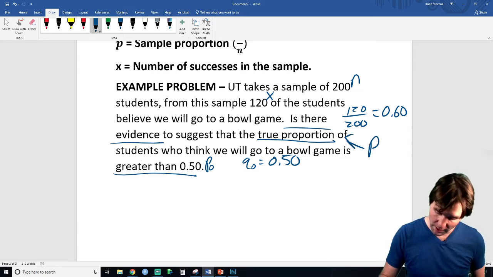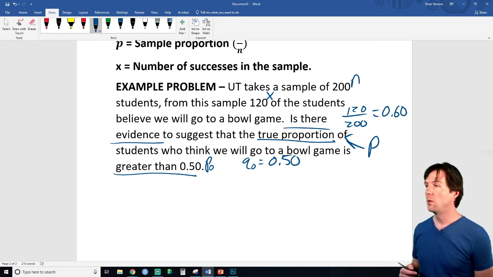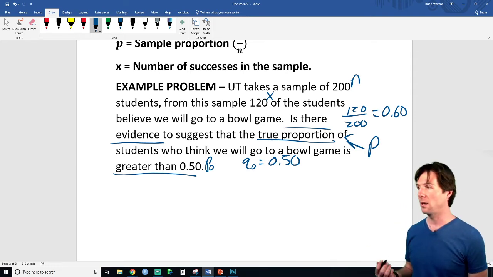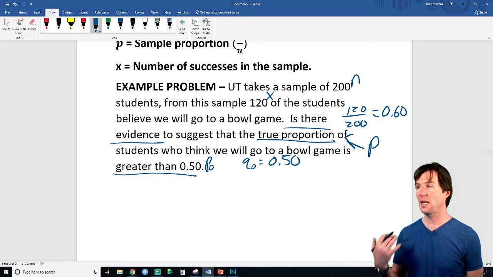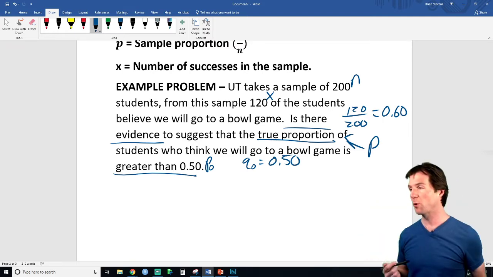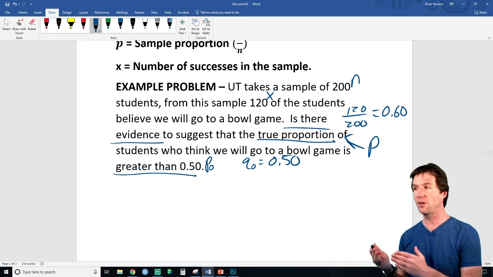We won't use P in the calculations because we don't know what P is. But the true proportion is P. We don't know what P is. That's what we're going to test. We're seeing if there's evidence that the true proportion is likely greater than this. We're going to see if there's evidence for that claim.